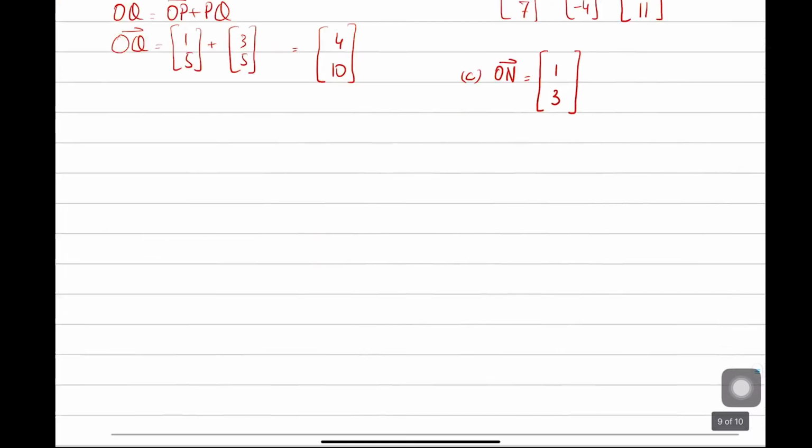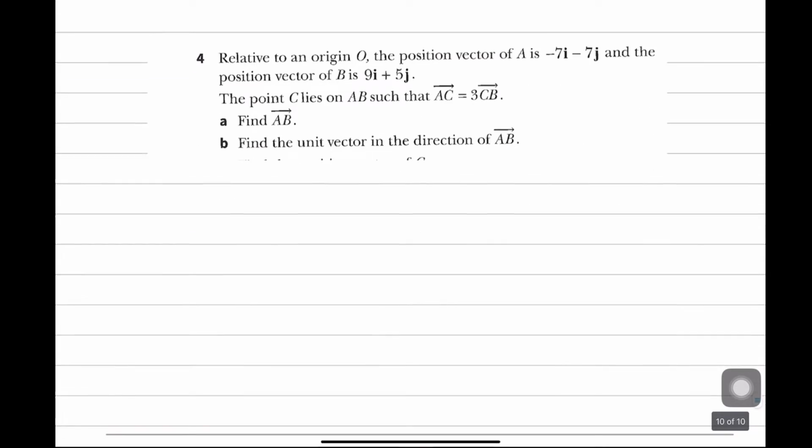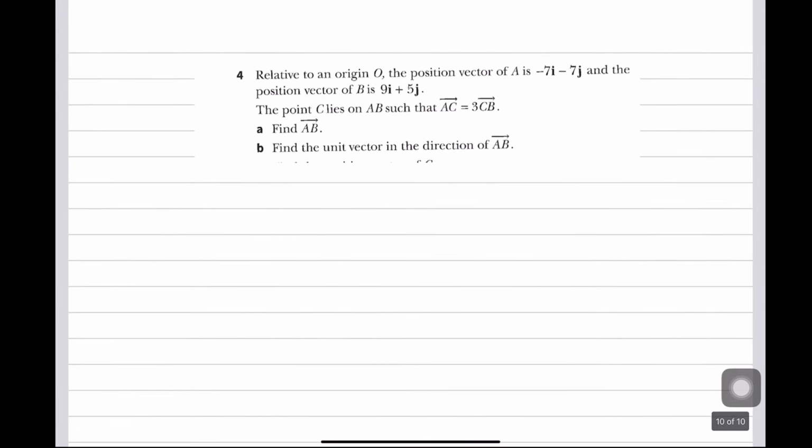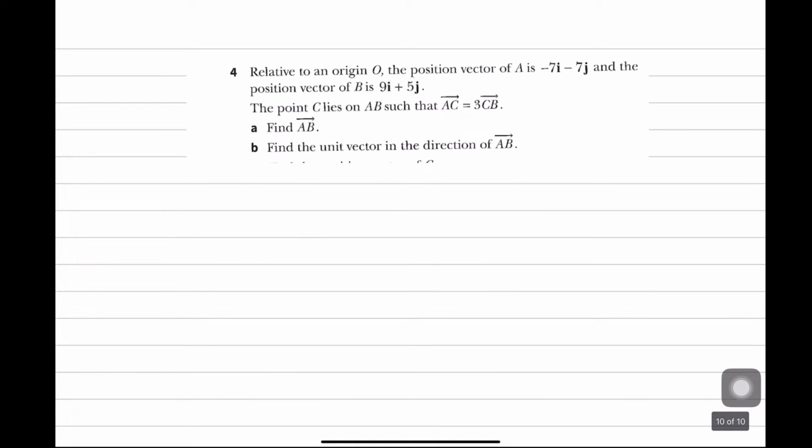All right. Now here's another question, which I'm going to solve for you guys, because it's fairly new, but it's not that difficult.